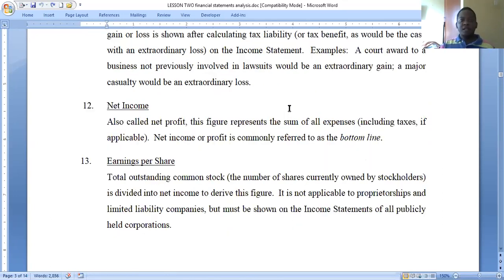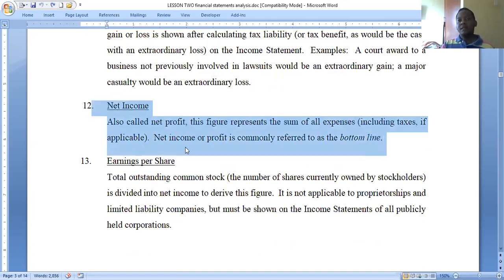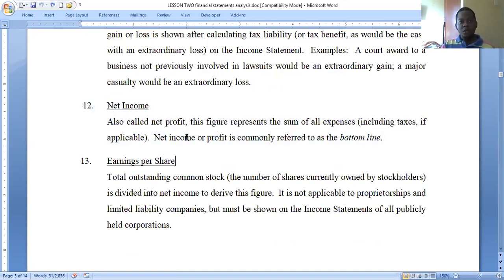And then we have the final item in the income statement, that is the net income. The net income or profit is usually referred to as the bottom line. That is the net profit, the last item in the income statement.